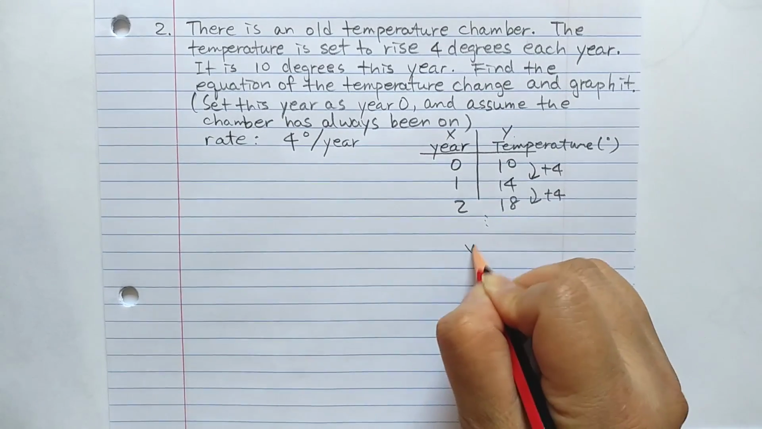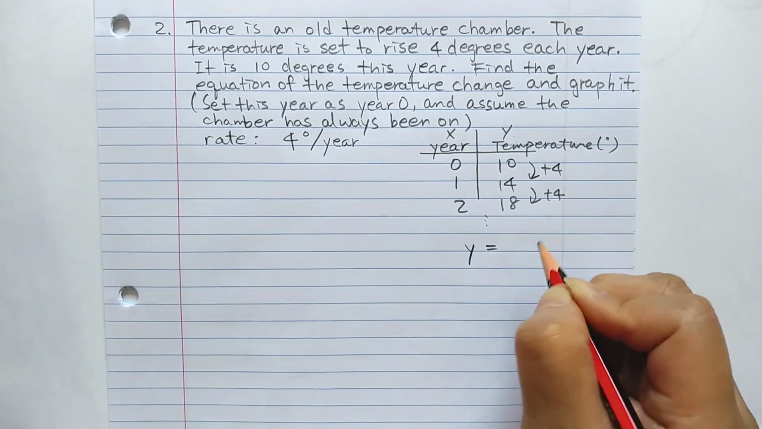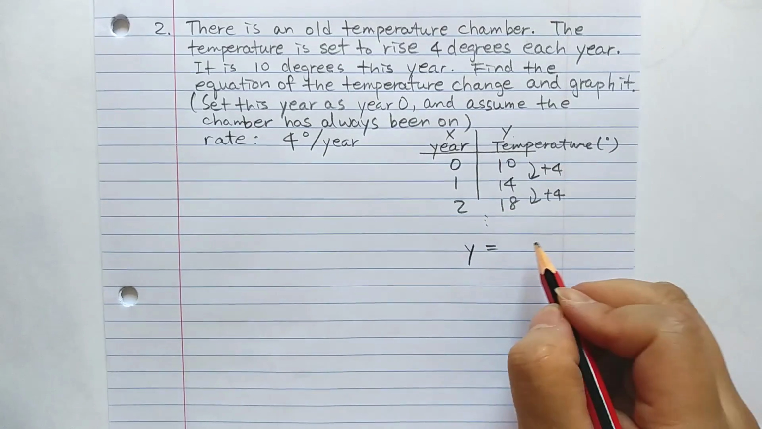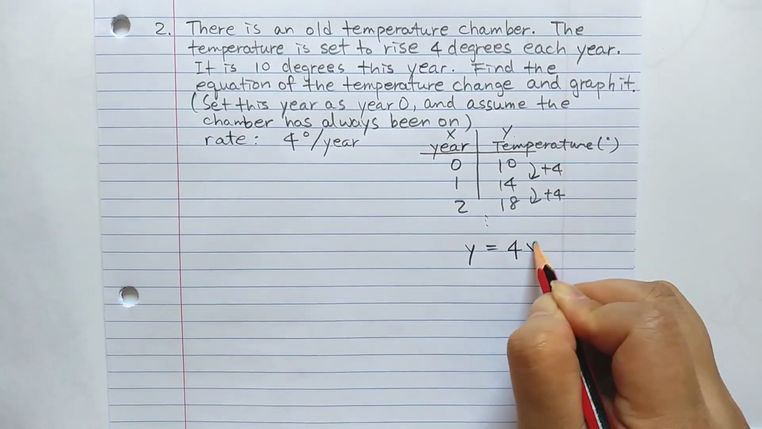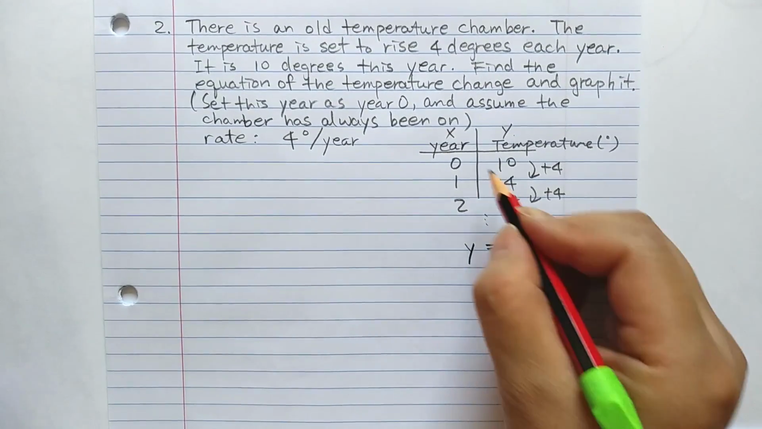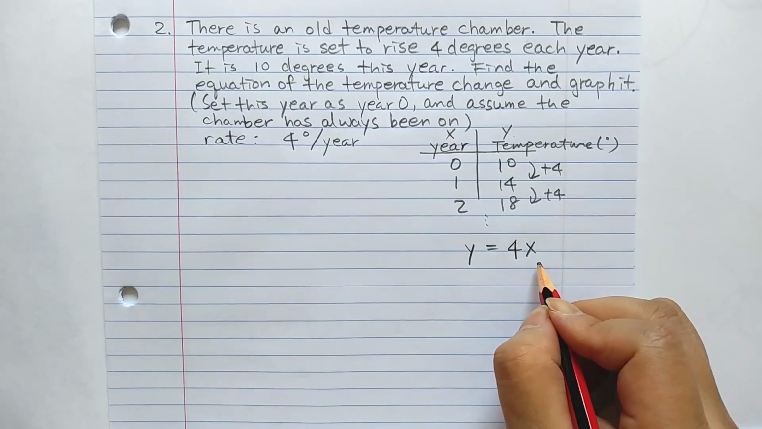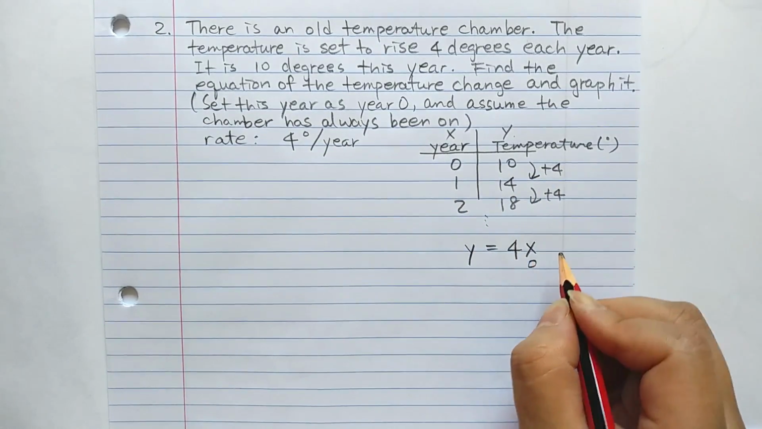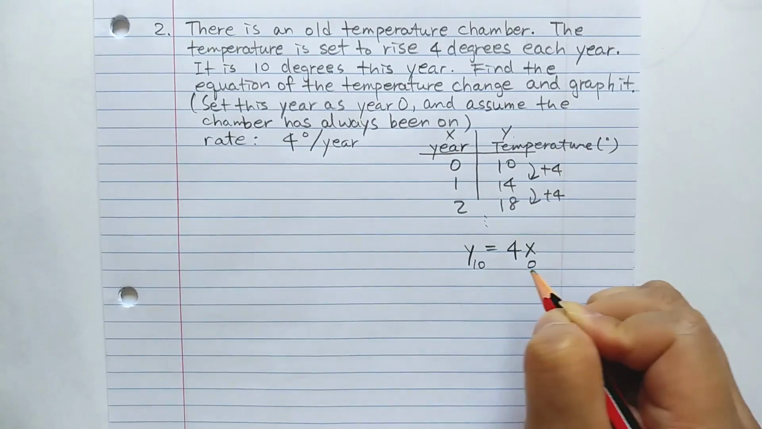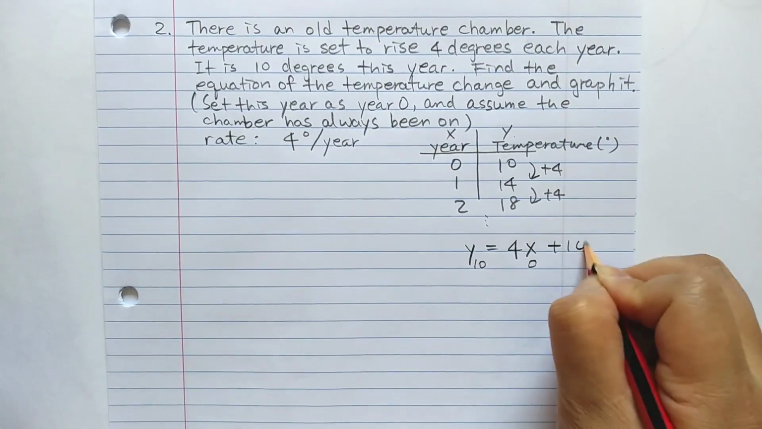The equation is y is equal to, the rate is 4 degrees per year, so it is 4x. When x is 0, the temperature is 10 degrees. So when x is 0, it is 10 degrees. So add 10.